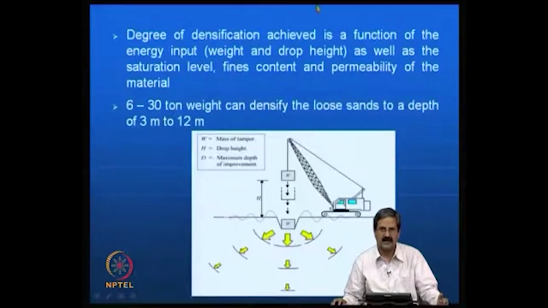And the degree of densification achieved is a function of energy input, like the weight and height of drop. We know that the energy can be calculated in terms of the weight and the height of drop, as well as the saturation level of the soil, fines content and permeability of the soil. These are some of the important points one should remember: the degree of densification from the dynamic compaction test is a function of variables like the energy input, the saturation level, the fines content and the permeability of the material.